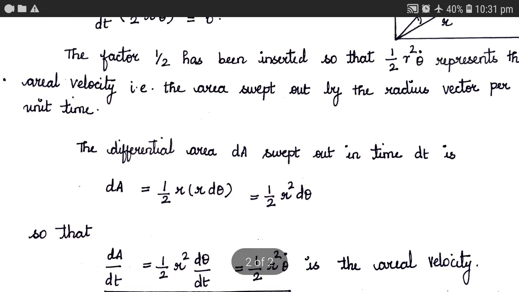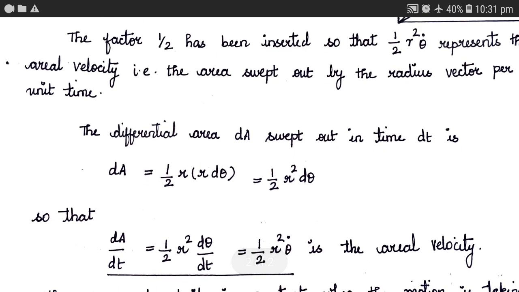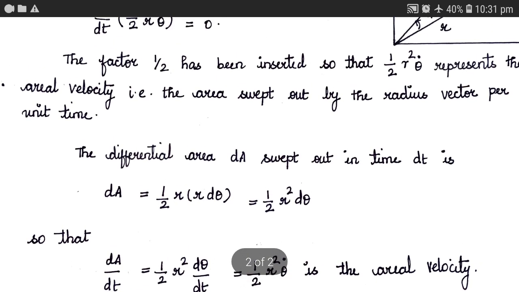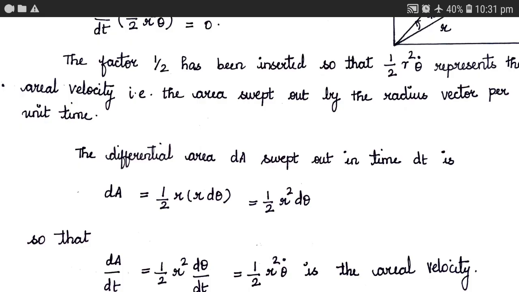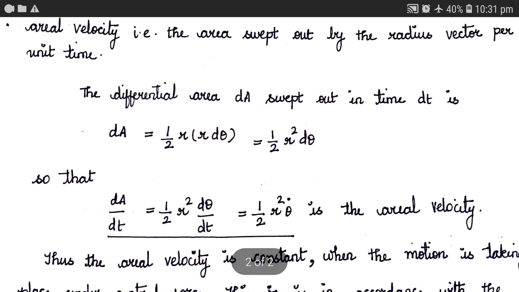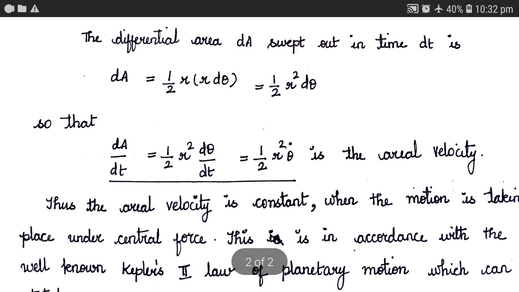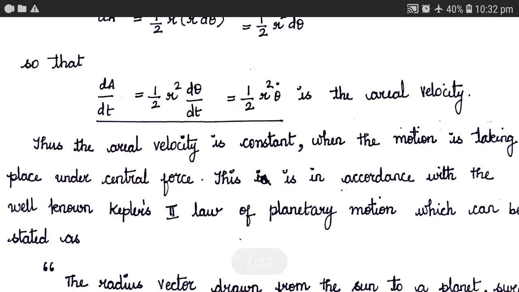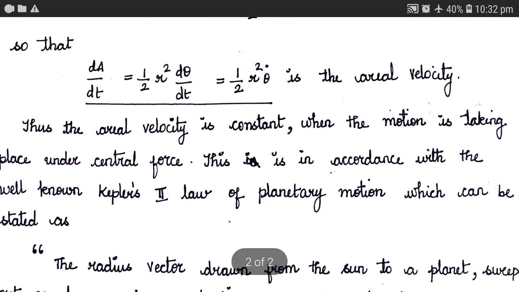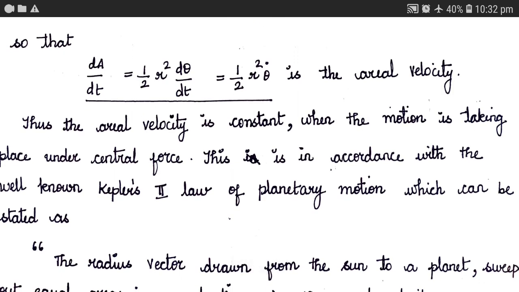The differential area swept out in time dt, that is dA/dt: first let us find out what dA is. dA is equal to half into r into r d theta, which gives half into r square d theta. So dA/dt becomes half into r square d theta/dt. So d theta/dt is nothing but theta dot. So half r square theta dot is the areal velocity. Here we have found this half r square theta dot is a constant. Hence for the motion of the particle taking place under a central force, the areal velocity is a constant.